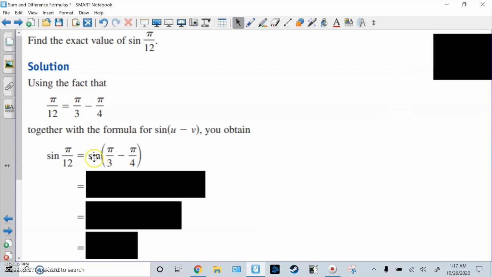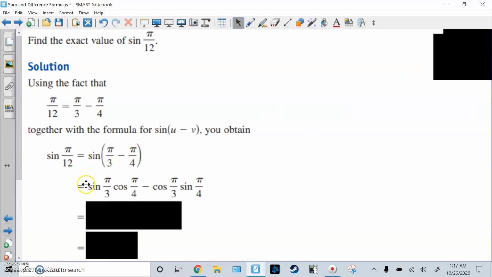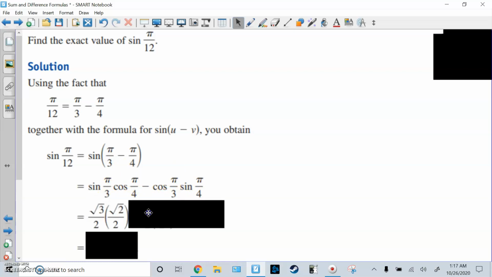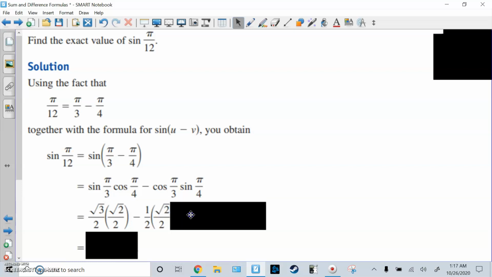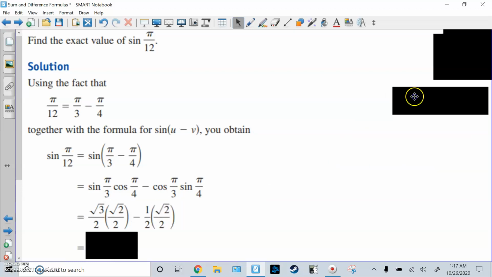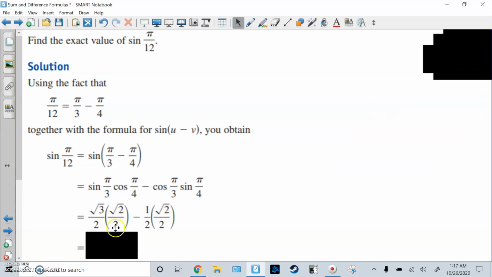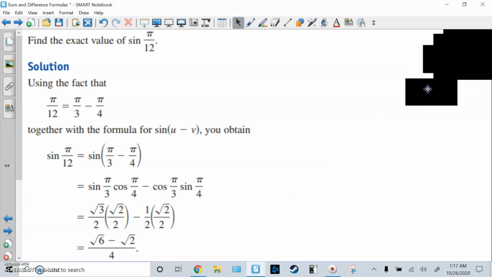I'm going to say sine pi over 12 is the same thing as sine of pi over 3 minus pi over 4. We do the difference form for sines. So it's sine of the first times cosine of the second, same sign, minus cosine of the first times sine of the second. Sine of pi over 3 is root 3 over 2. Cosine of pi over 4 is root 2 over 2. Cosine of pi over 3 is 1/2. Sine of pi over 4 is root 2 over 2. Multiply, combining terms, you get that.